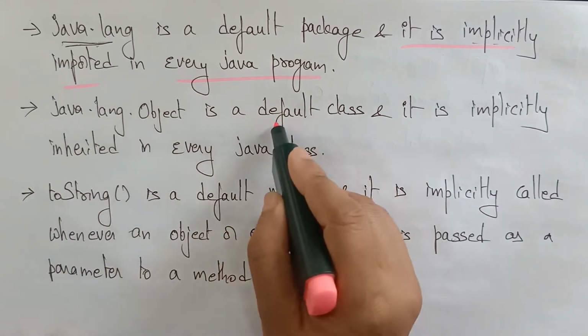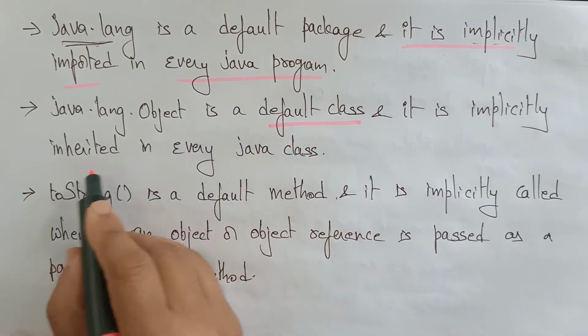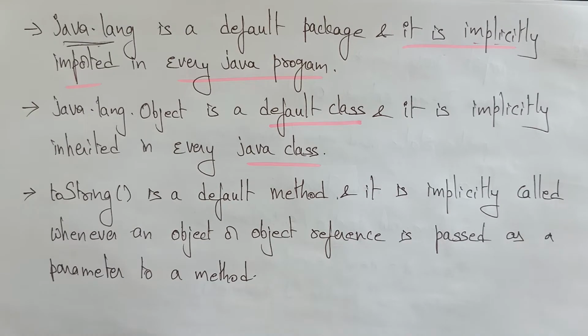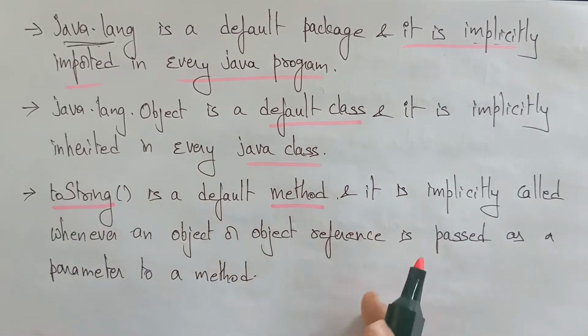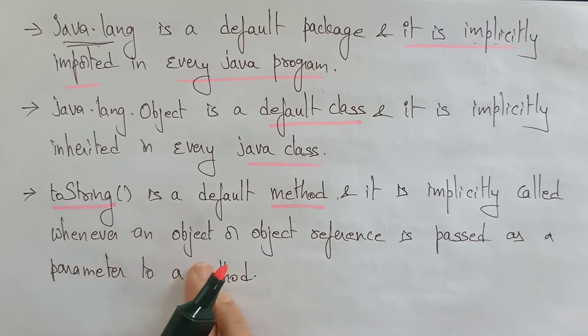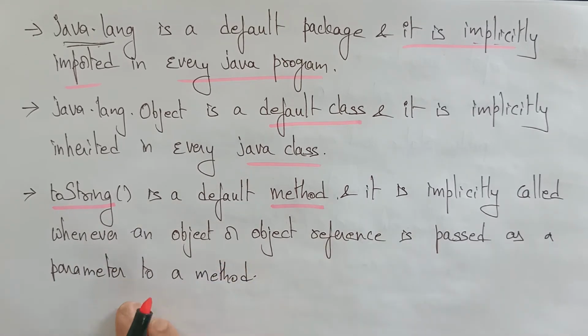java.lang.Object is also a default class and it is implicitly inherited in every Java class. So when you are writing a class program, you are not supposed to compulsorily import java.lang.*, or write import java.lang.Object, because it is a default package and default class. It is implicitly inherited. And one more method, toString. toString is also a default method and it is implicitly called whenever an object or object reference is passed as a parameter to the method.